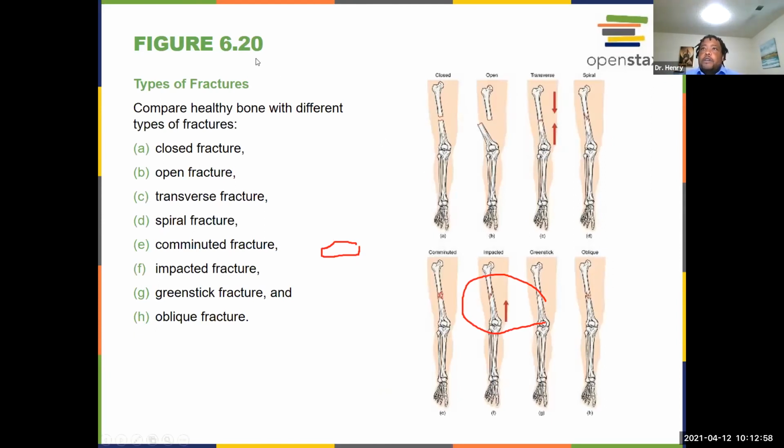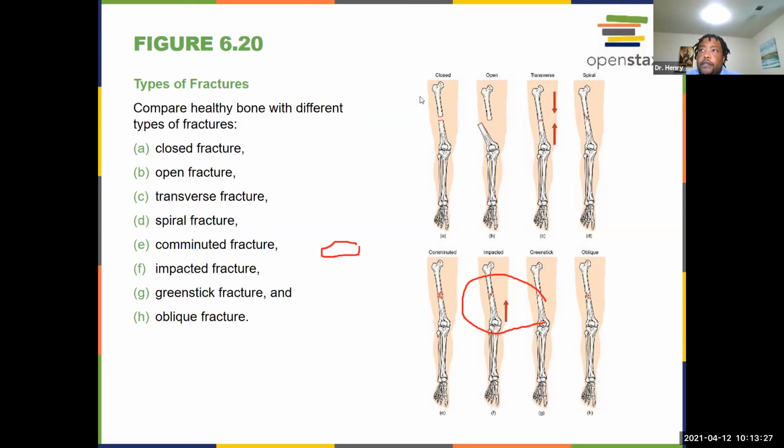Okay, so fracture types. You guys are familiar with the term fracture. Fracture meaning break? Yes. Okay. So our bones can be broken, and so there are various fracture types. The bones also repair, and over time, they can repair themselves, depending on how bad the fracture is.